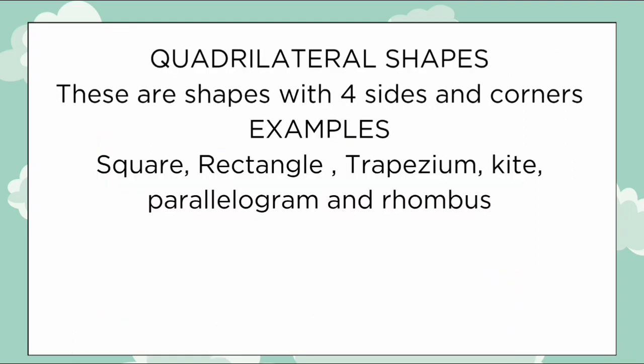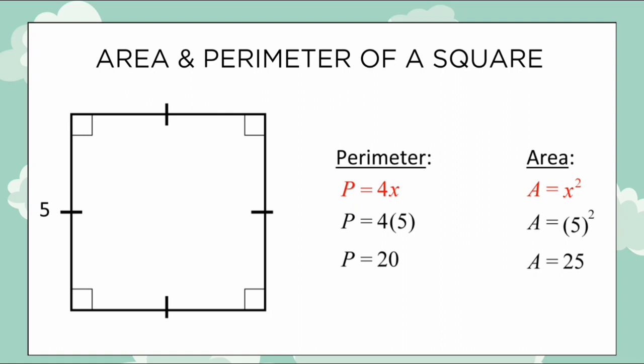So today we are going to talk about quadrilateral shape. As we've discussed earlier, quadrilateral shapes are shapes with 4 sides and corners. An example of this is square, rectangle, trapezium, kite, parallelogram, and rhombus. So for square, all the sides are equal. For instance, if we are given a side to be 5, every other side will be 5.